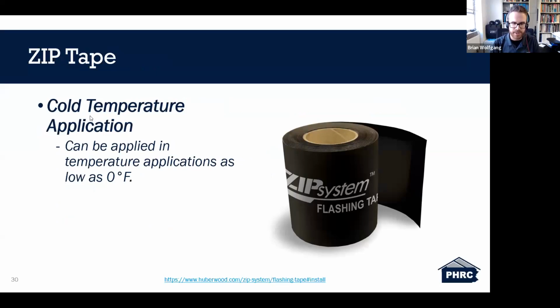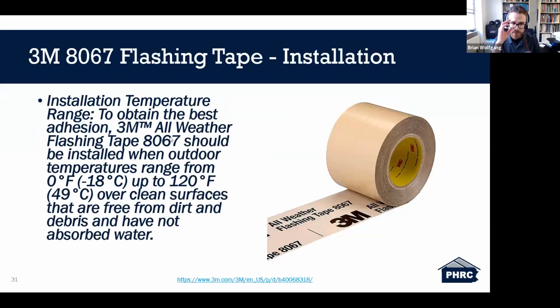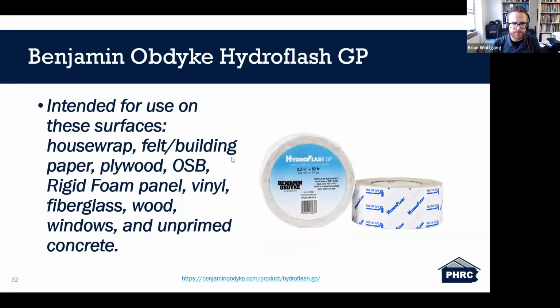We want to give you just a couple of examples of some attributes of these acrylics. I'm going to show you 3 different options. The first one is cold temperature application: Zip can be applied in temperatures as low as 0 degrees, reflecting that broader temperature range that you see because that is an acrylic. An alternative option here is 3M's 8067 flashing tape. This is a tape that again has that broader temperature range. They're acknowledging in the 3M installation guidelines an outdoor temperature range from 0 degrees to 120 over clean surfaces. So again, you're seeing that broad range with these acrylics.